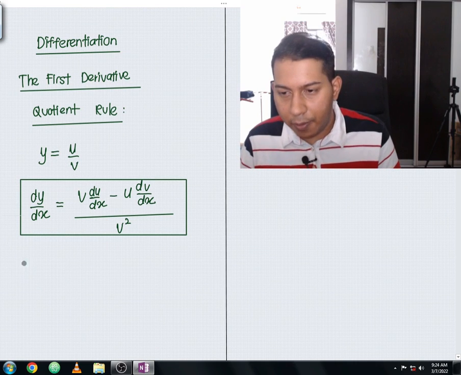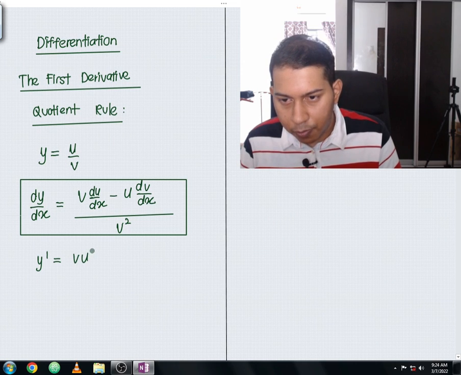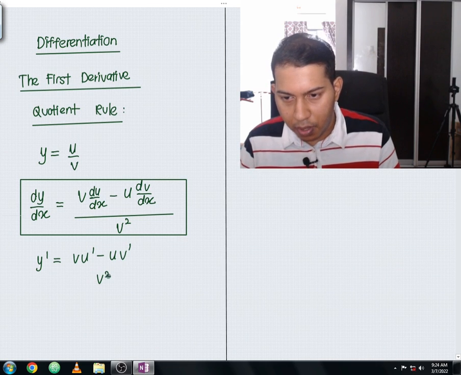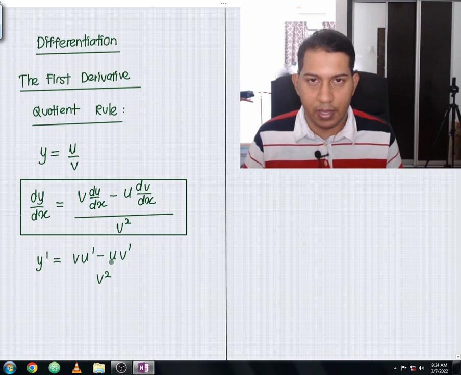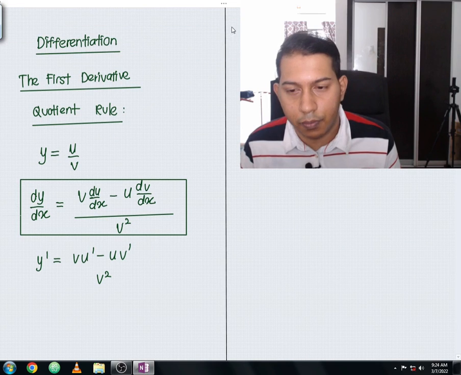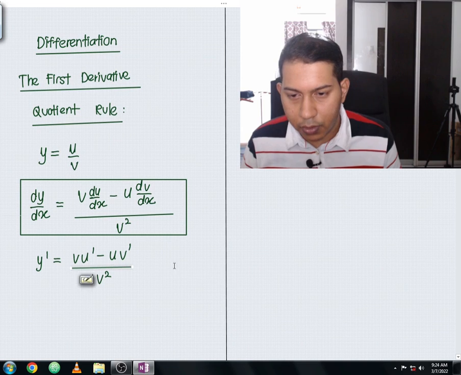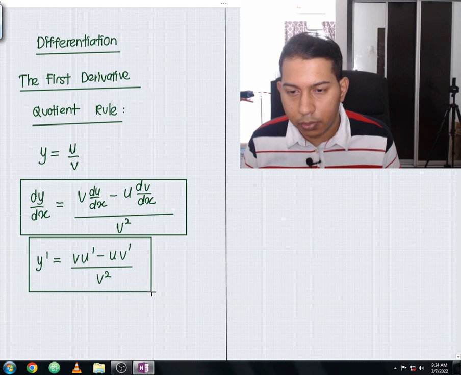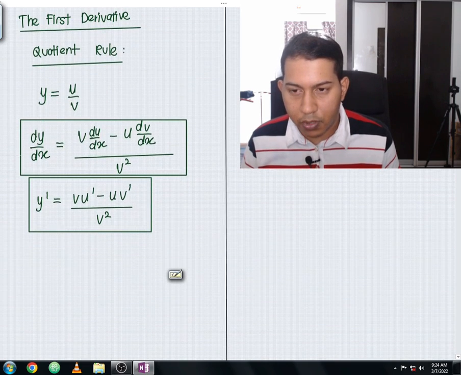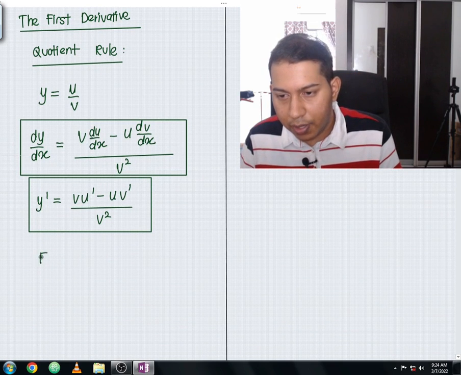Or you can write in this term where y prime is equal to v u prime minus u v prime, divided by v squared. This way is much easier for us to remember. Or if you think that the first one is easier, it's up to you guys. So let me box this as well. Okay, so I already showed you the formula, so let's quickly jump into the example. So let me show you example 1.